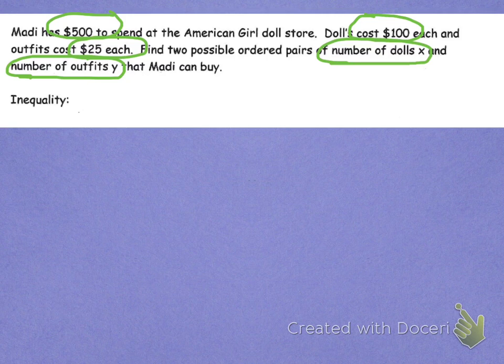And so we want to form that inequality. If the number of dolls is X, then the cost of those dolls would be 100 times X, and of course we're going to add to that the cost of any outfits. That would be 25Y. And if she only has $500 to spend, then that cost has to be less than or equal to $500. Again, not taking tax into account.